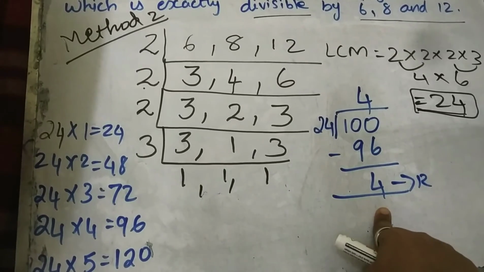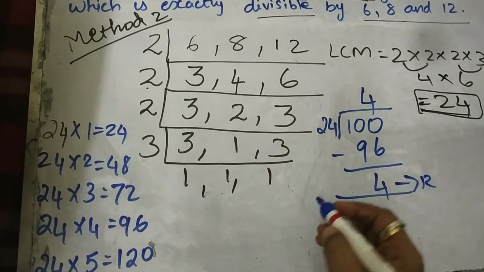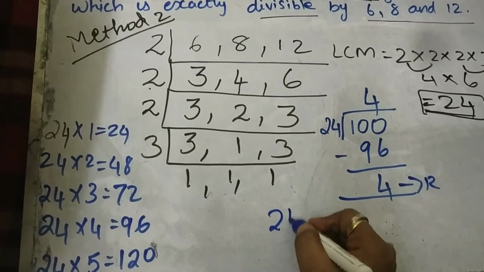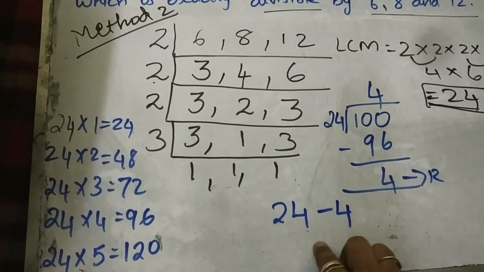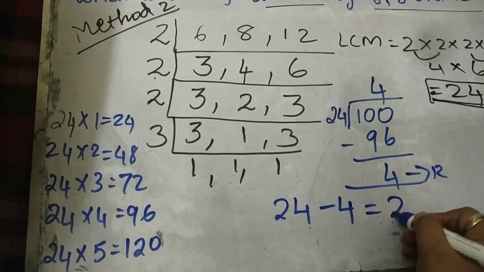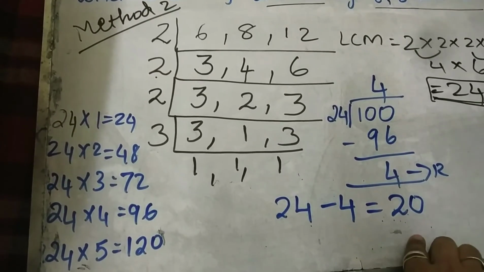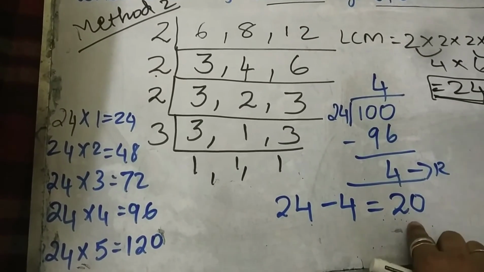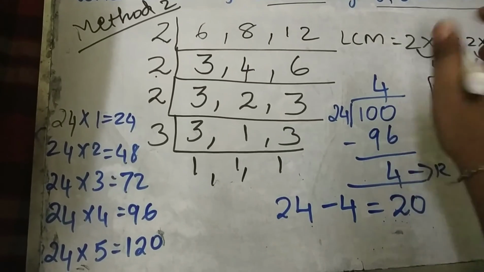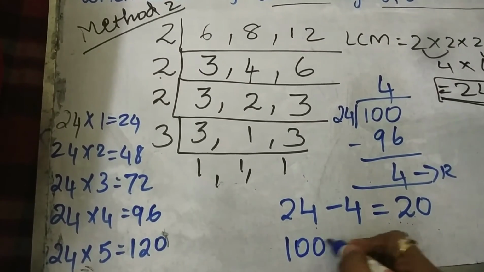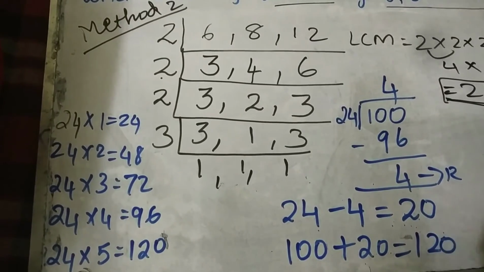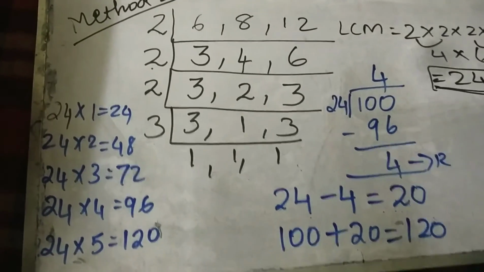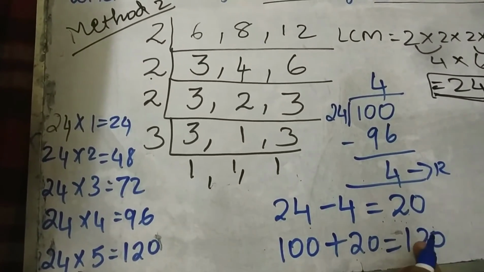So how to find the 3-digit number? In this way we are going to find. Take your divisor 24 minus 4, this remainder, you should subtract. What is the answer you are getting? 20. Now what you should do? You should add this 20 to the dividend. What is the dividend? 100. So 100 plus 20, it is 120. So this is the other way you can find the 3-digit number.